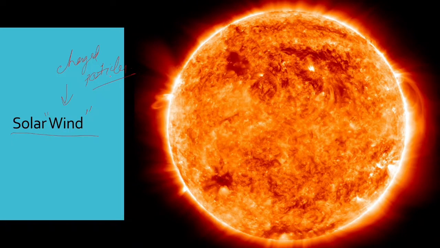Now, where do these charged particles come from? They come from our sun. And the particle density is very low. So keep in mind, when we say solar wind, it's not the wind that is blowing on our planet Earth. They are different kinds of winds. So let's look at how solar wind was first discovered.